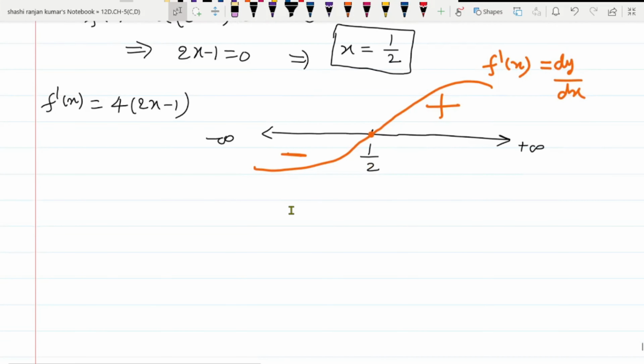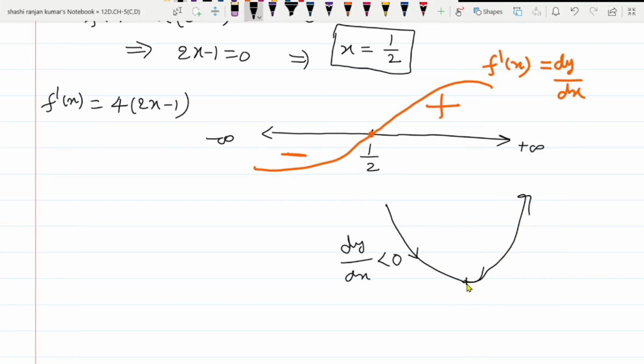Let us see now. So this is the graph. On this side dy by dx is negative, and dy by dx negative means the graph is decreasing. It will be going like that. This is the decreasing graph. After that it is 0, means at this point it will be flat, and then positive, so it will be going up this way.